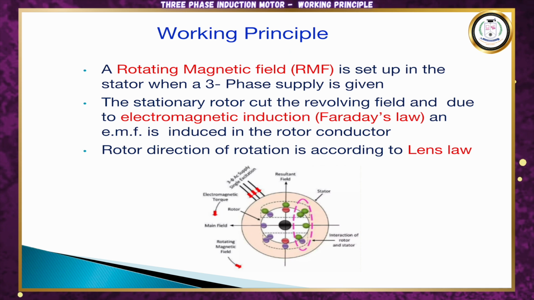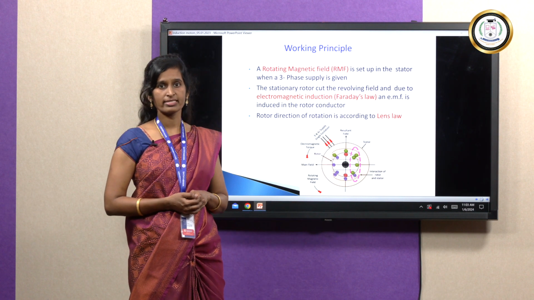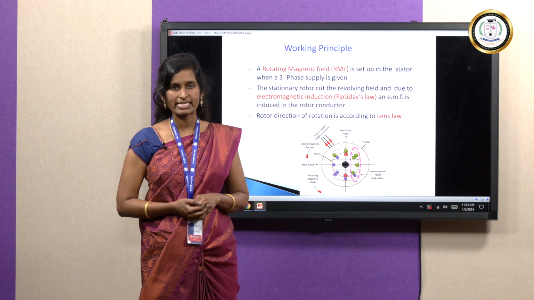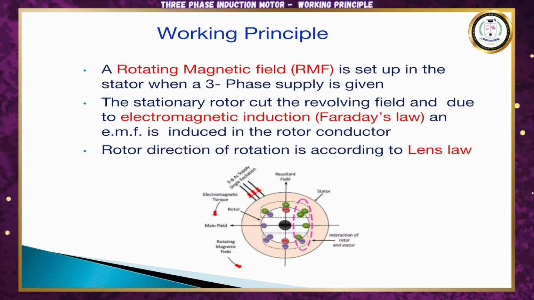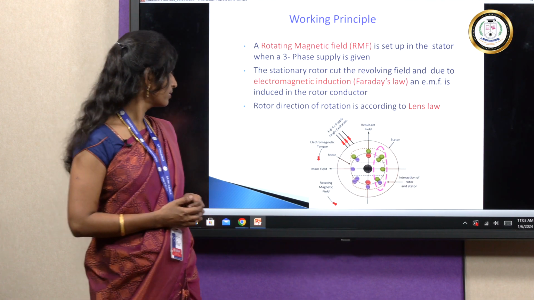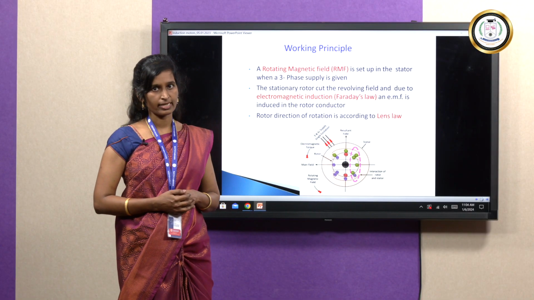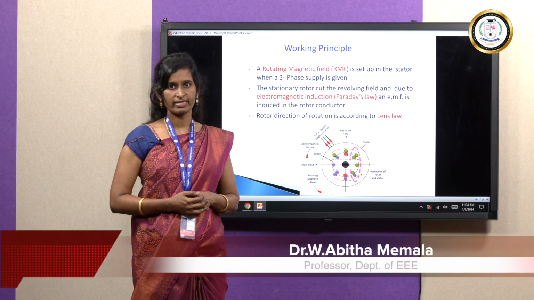The working principle of three-phase induction motor. The outer part of the induction motor is the stator, which carries the three-phase winding, called the stator winding. The three-phase winding is supplied with three-phase AC supply. When we give the three-phase AC supply to the induction motor, flux is created in the air gap between the stator and the rotor. The flux created in the air gap is called the rotating magnetic field.